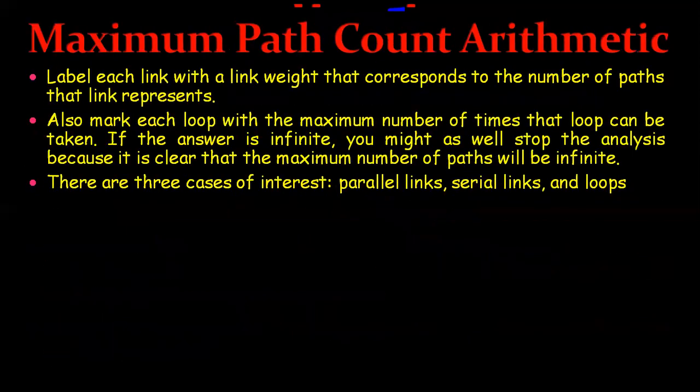Maximum count arithmetic. How do we find the maximum path count arithmetic? We label each link with a link weight that corresponds to the number of paths that particular link is going to represent. We also have to label each loop with the maximum number of times that particular loop can be taken.